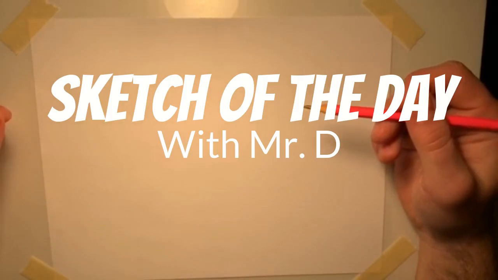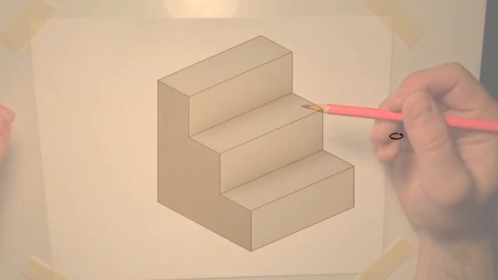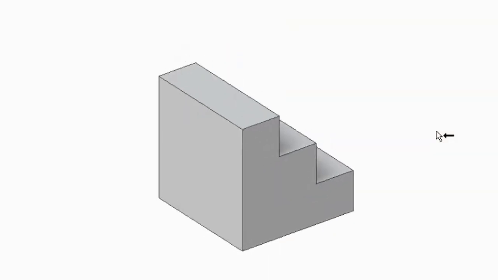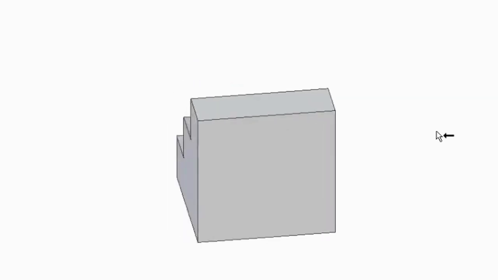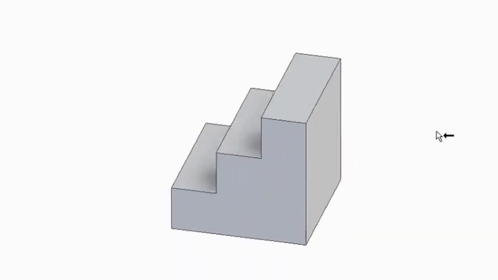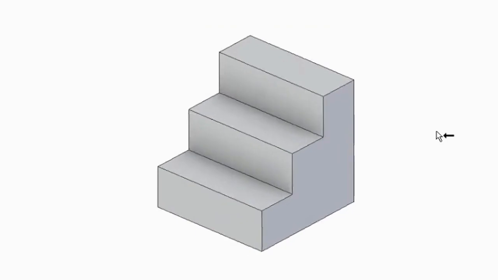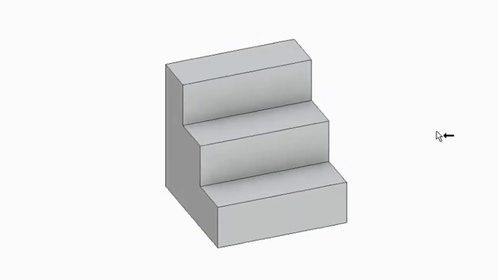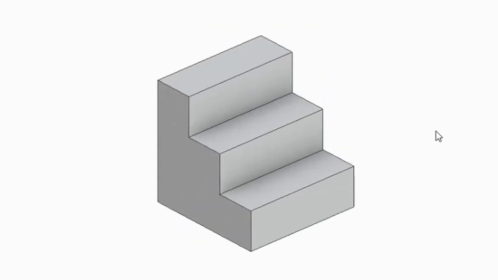So for today's sketch of the day, we are going to be looking at this shape right here. This is a relatively easy place to start because everything about this is what we'd call rectilinear, meaning that it's basically a series of rectangles. It has height, it has width, it has depth. It doesn't have any lines going in other strange directions, and it doesn't have any curves to it.